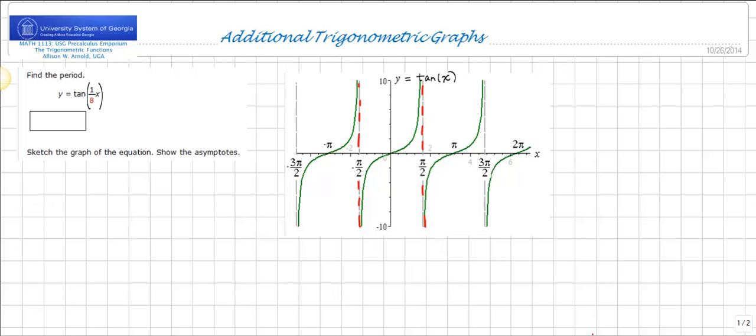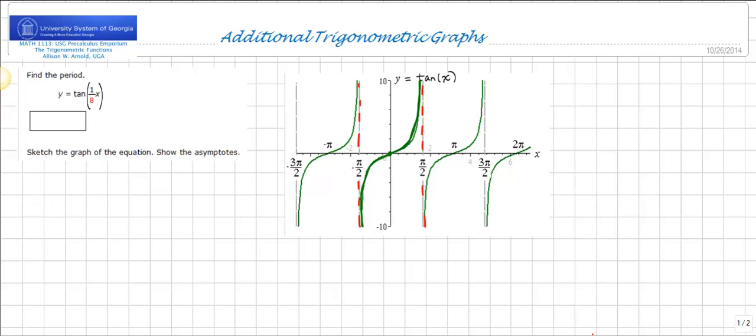So here, for example, you see I've given you the graph of tangent. I've highlighted in red the two asymptotes, x equals negative pi over 2 and x equals pi over 2. The characteristics of the tangent graph between the asymptotes are, from left to right, in the middle there's an x-intercept, and the curve increases from left to right.